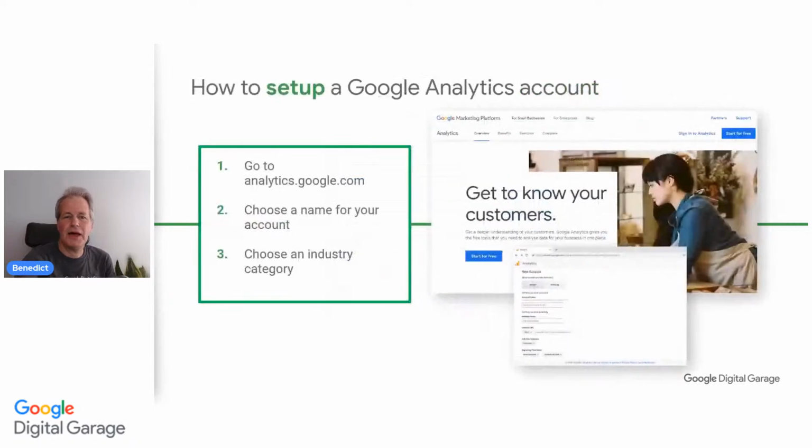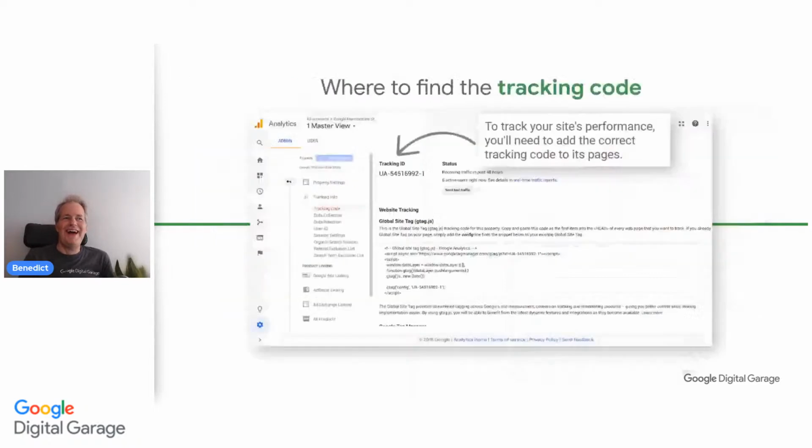Okay, so how to set up a Google Analytics account. Go to analytics.google.com, which Tessa already kindly gave you. Choose a name for your account, and choose an industry category. Normally the name for your account will be your business name, for example. Then choose an industry category, which is sometimes quite difficult because some of the categories are quite far apart, but I hope that helps you.